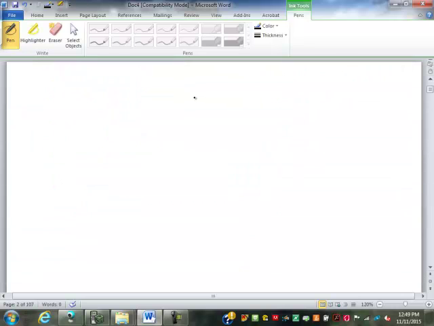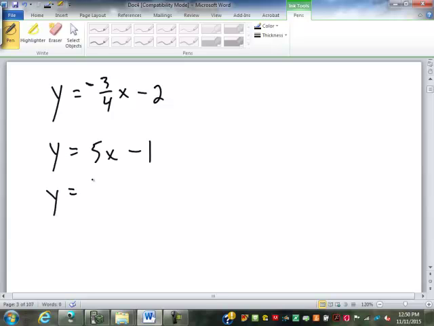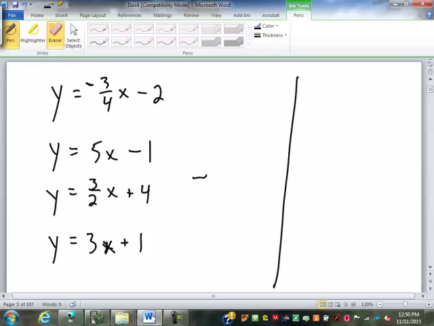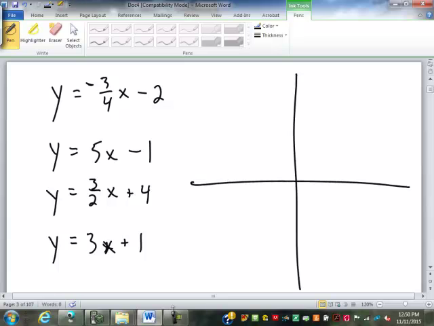I want you guys to try a couple in your notes. Try to graph those 4 in your notes. I'm going to redraw the graph so it's not slanted. And we'll discuss those in just a second.